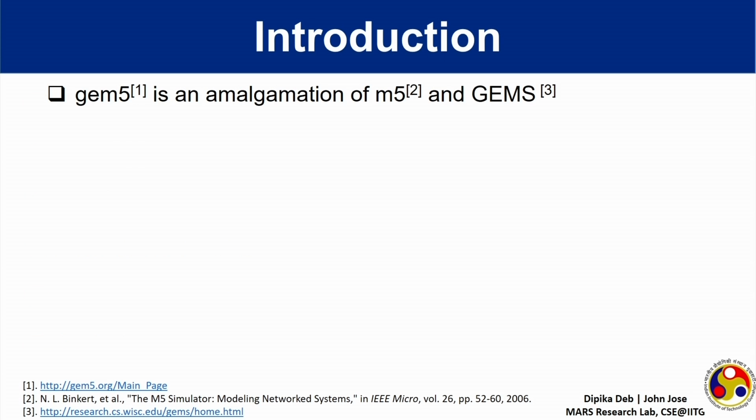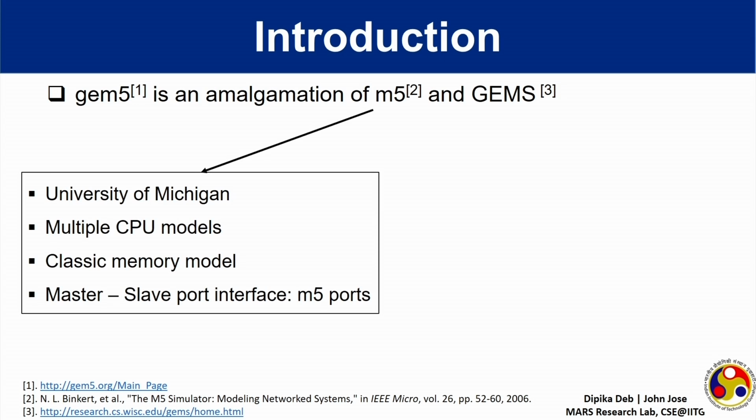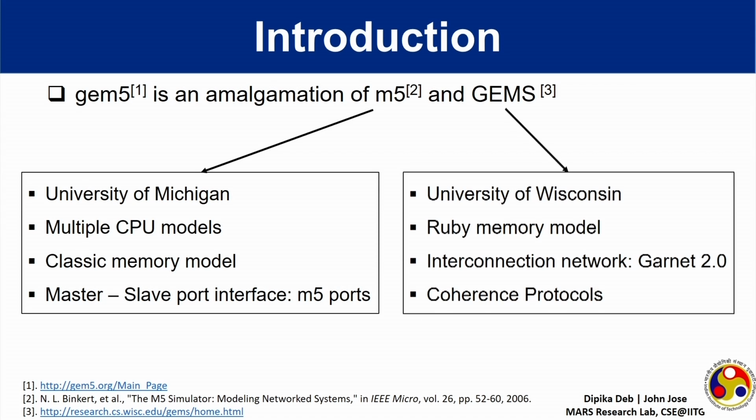Gem5 is an amalgamation of M5 and GEMS. M5 is built by the University of Michigan with multiple CPU models and instruction set architectures. It also has a classic memory model. The CPU and memory in M5 interact with each other as master and slave using the available M5 ports. On the other hand, GEMS is built by the University of Wisconsin with the Ruby memory model, and it also has a flexible interconnection backbone, that is Garnet 2.0. It also models different types of coherence protocols.